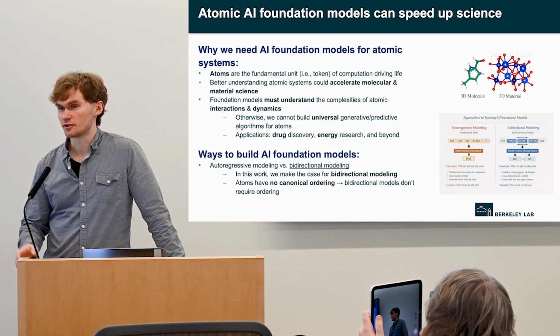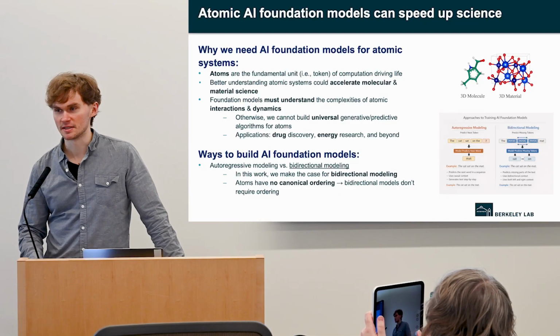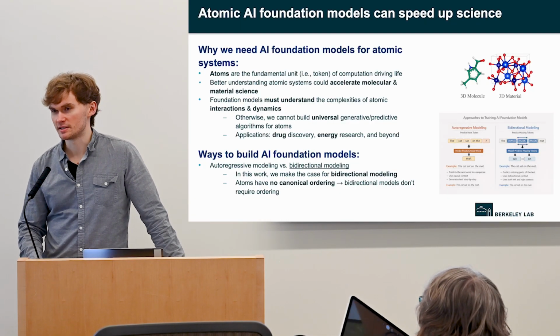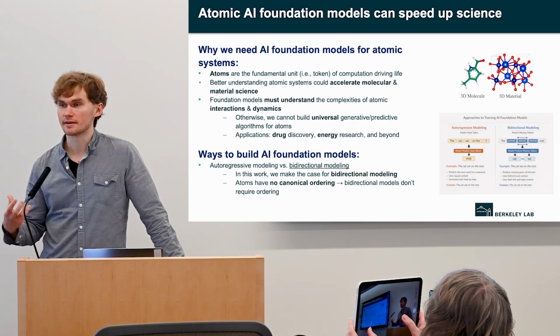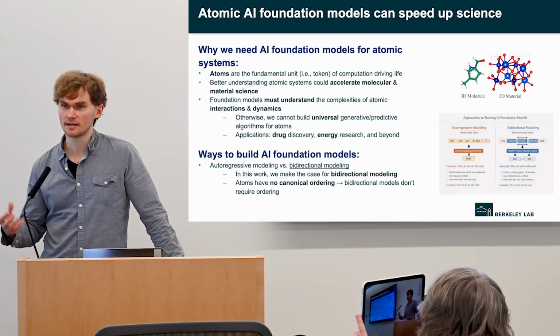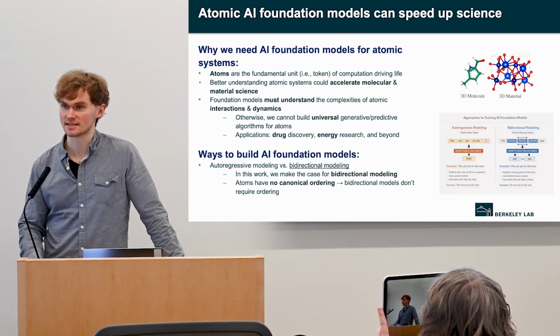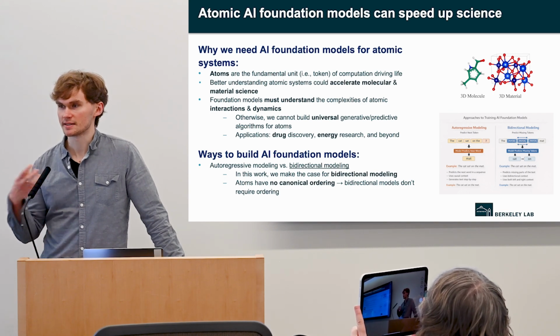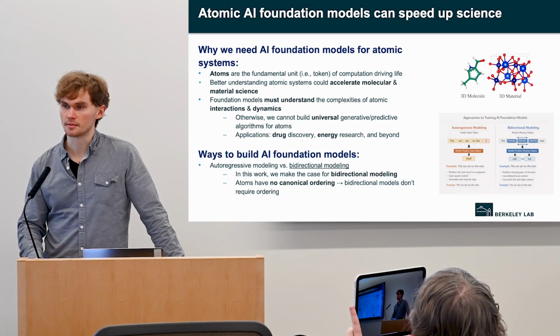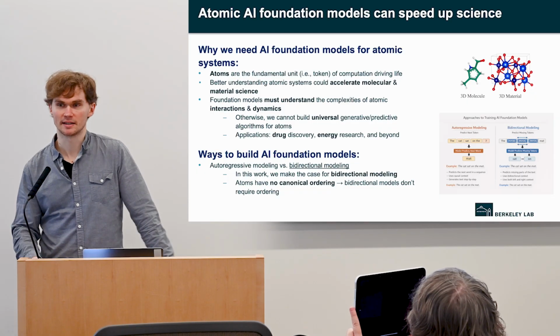So first off, foundation models. This is a very popular term these days. Models like ChatGPT we're all familiar with. That's an example of a foundation model. It's an AI model that's trained on a vast quantity of data and can be applied across a range of tasks once it's trained. And for science, we're interested in these types of models because we'd like to build, for example, universal algorithms for many different types of scientific data we care about.